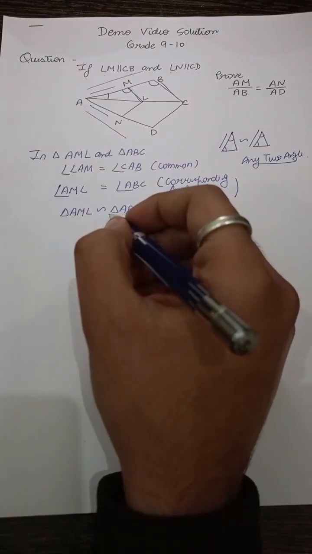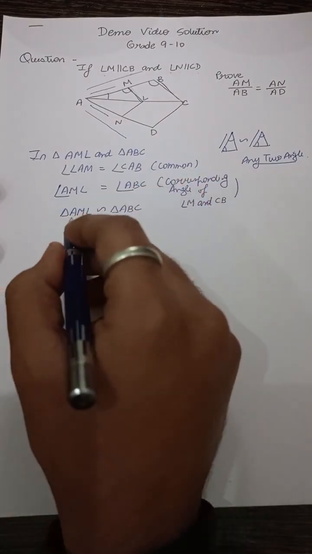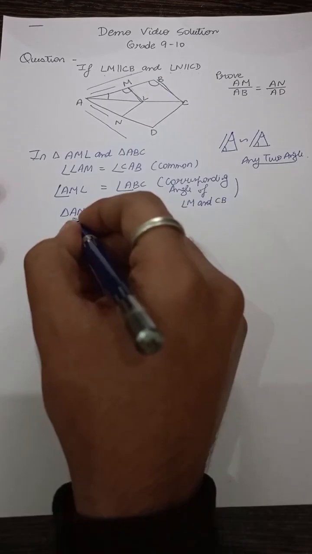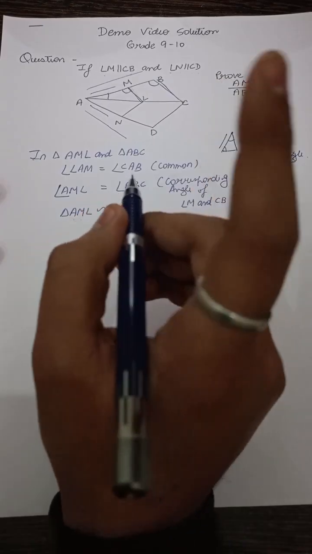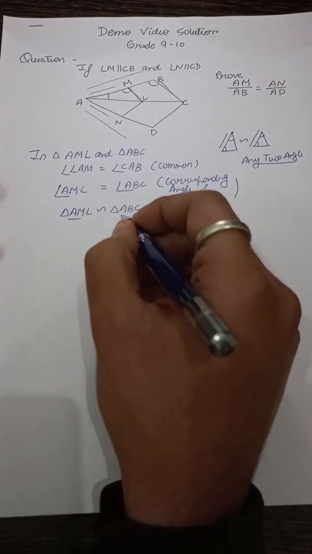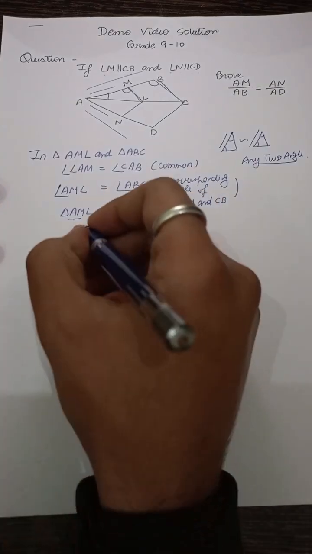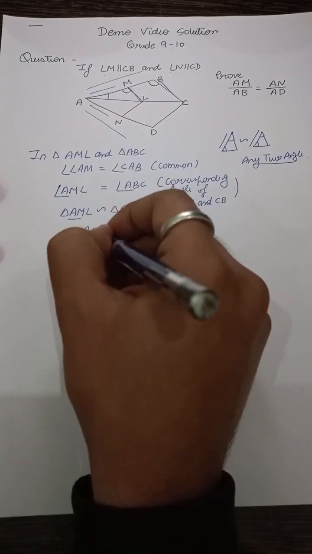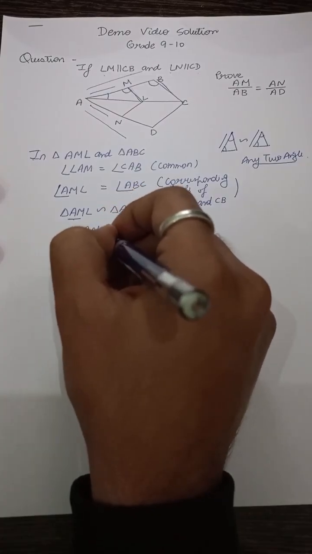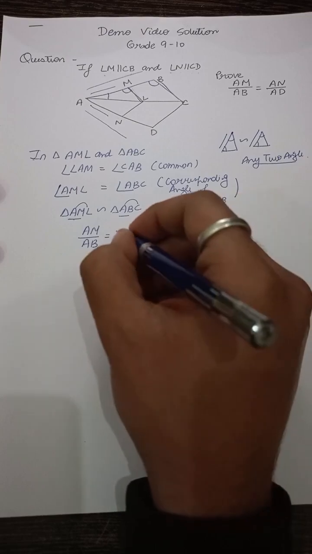Now names for these are very important, as I'm going to use the names right now. If these two triangles are similar, the ratios of their sides are also proportionate. So I'm going to use the first two letters of the names of both triangles, dividing like this: AM upon AB is equal to AL upon AC.